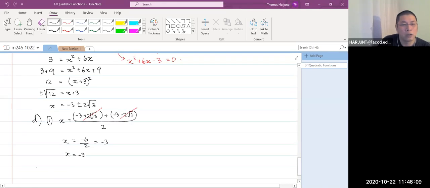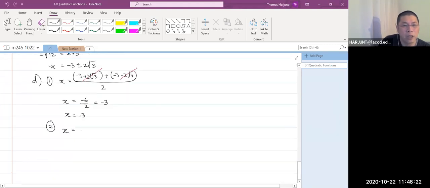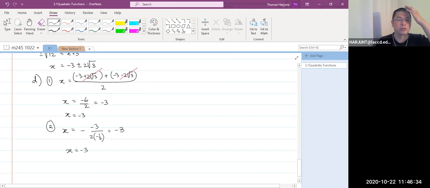And how about the vertex? Oh, that's the first method. The second method, I think, is easier, is you look at the original function. The formula is -b over 2a. That's -3. So x equals to -3. That's to get the axis of symmetry.